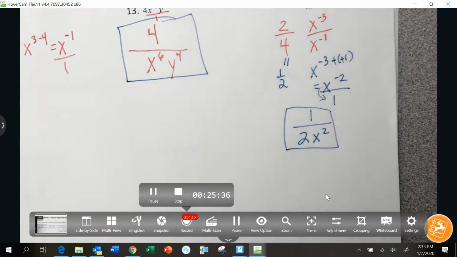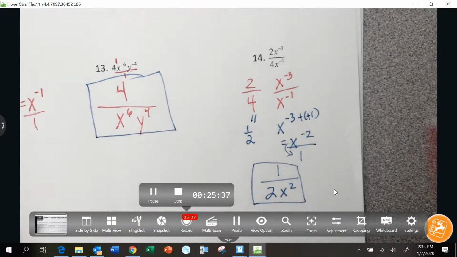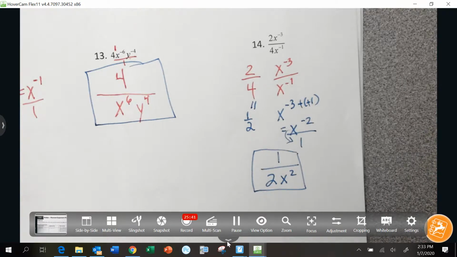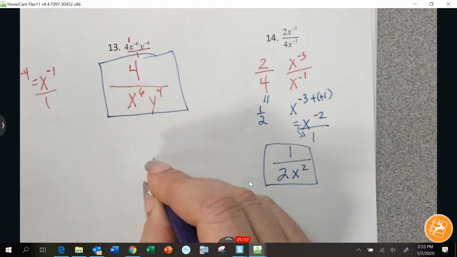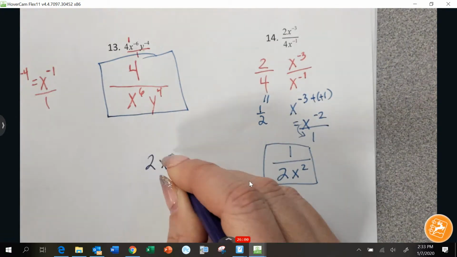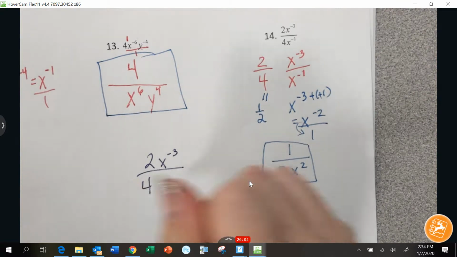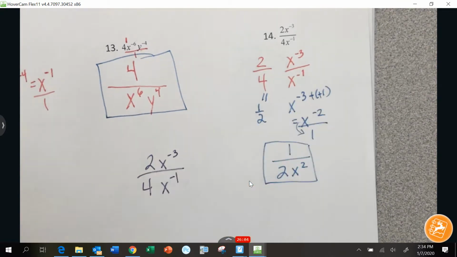I want to demonstrate how I could do this last question, number 14, not using the tricks. Did you understand my question? Kind of, and I think this might answer your question. So if I do 2 x to the negative 3 over 4 x to the negative 1, if I do it a different way, Austin, what were you thinking?